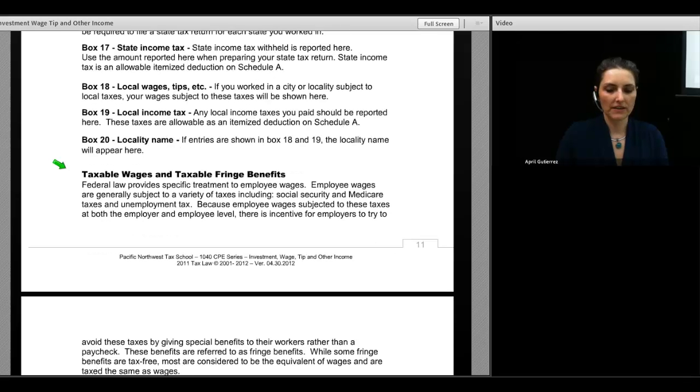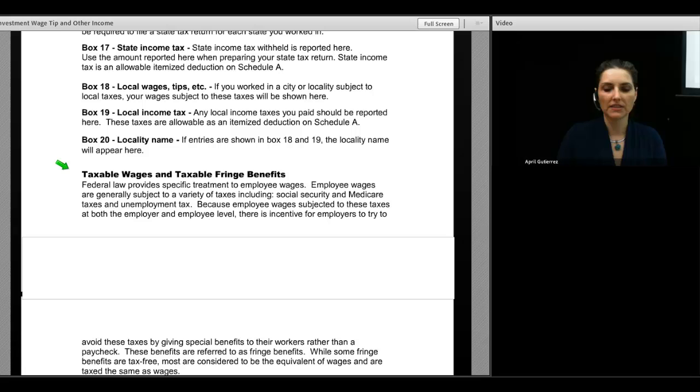So I'm going to move down now to the bottom of page 11, where we are going to talk about taxable wages and taxable fringe benefits. Federal law provides specific treatment to employee wages. Employee wages are generally subject to a variety of taxes, including Social Security and Medicare taxes and unemployment tax.